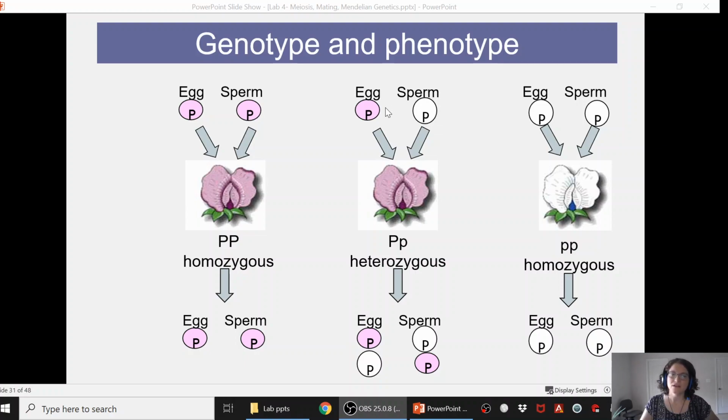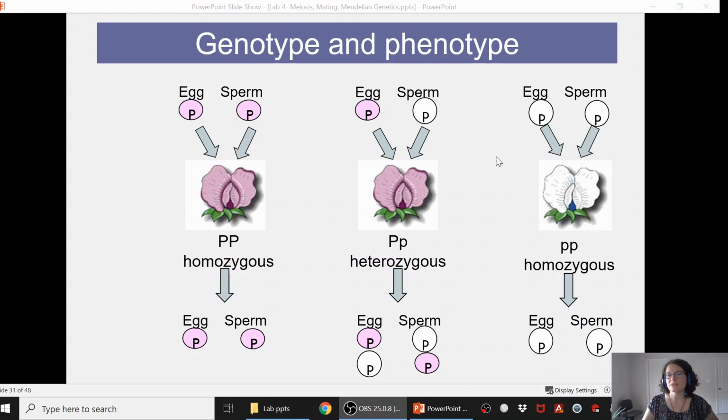Now, when the egg and sperm come from the big P parent, the egg and sperm can each be either big P or little p. That's important. This gives you more options for where it can come from. So you could combine these two and these two, or these two, or these two: 4 different combos.